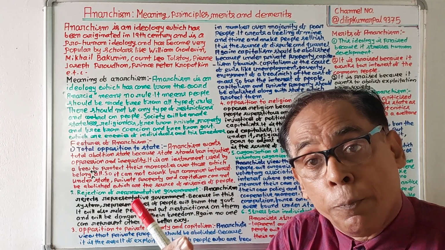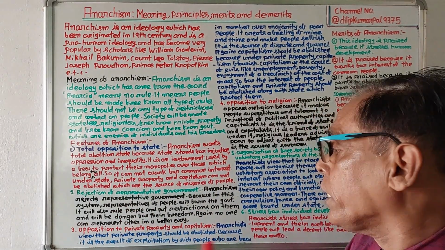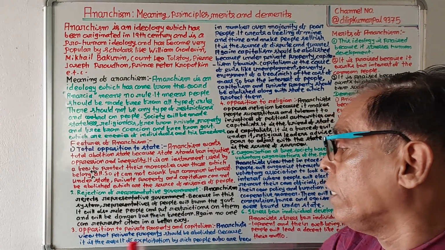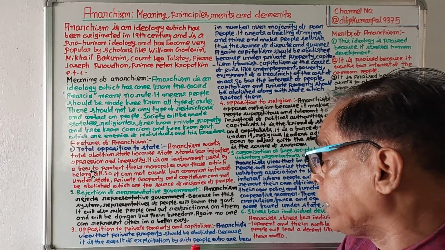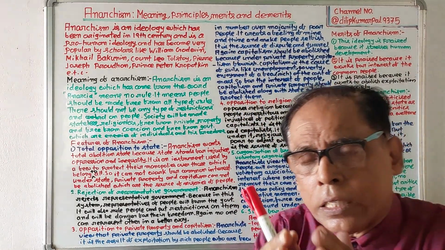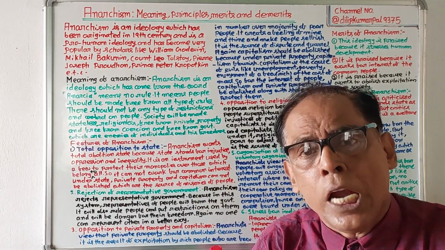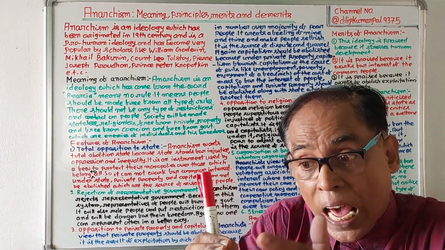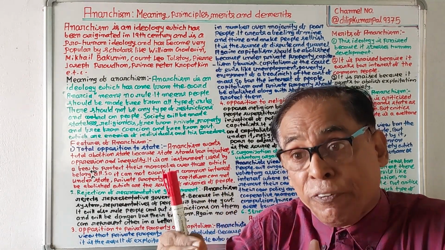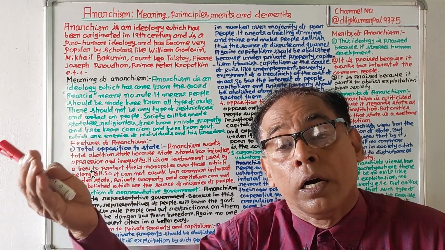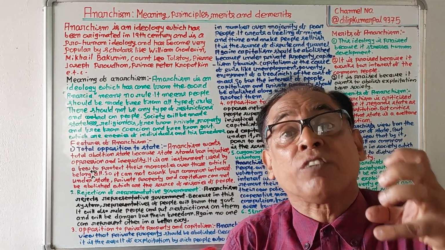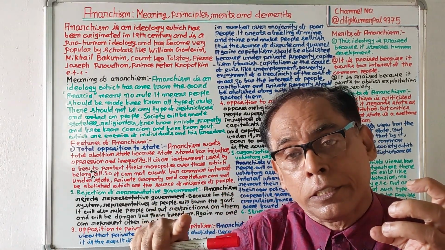Number three, opposition to private property and capitalism. Anarchism opposes private property and capitalism. Why? Anarchists view that private property should be abolished because it is the result of exploitation by rich people, who are few in number, over the majority of people who are poor. So private property is the result of exploitation by the rich over the poor.